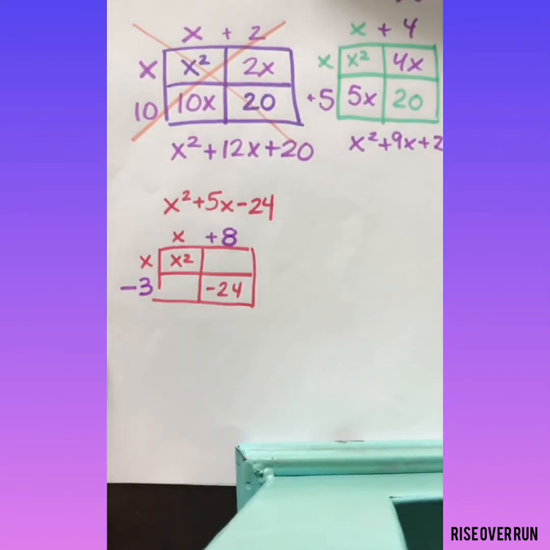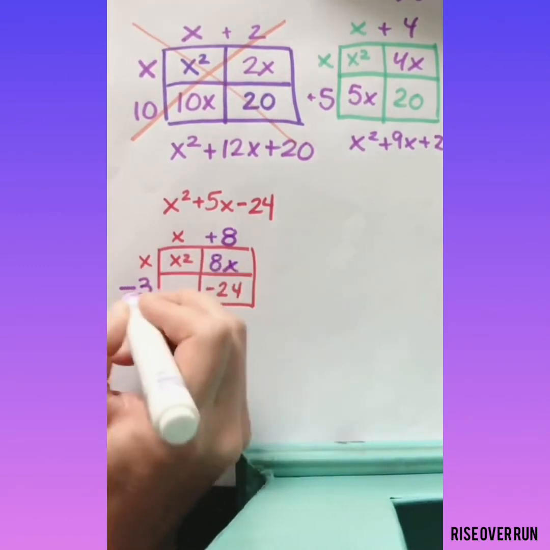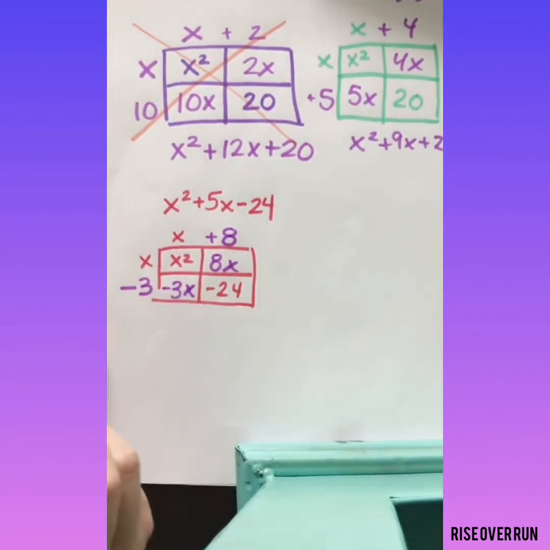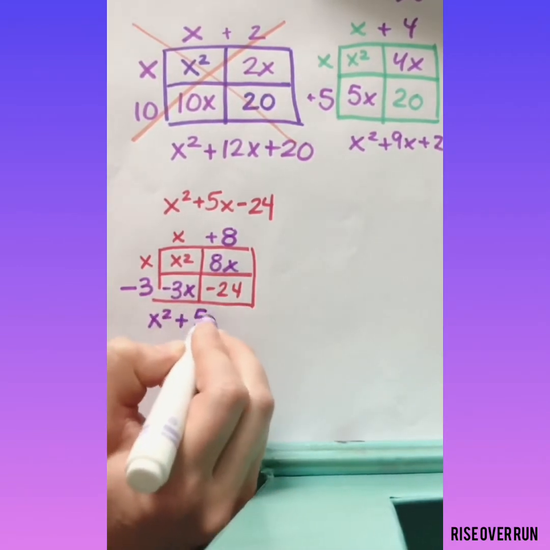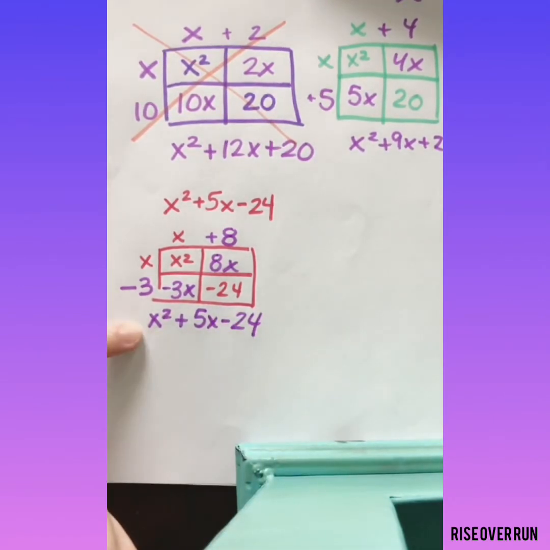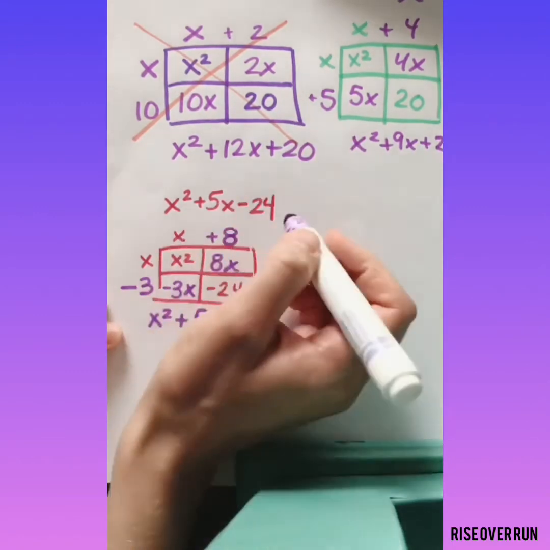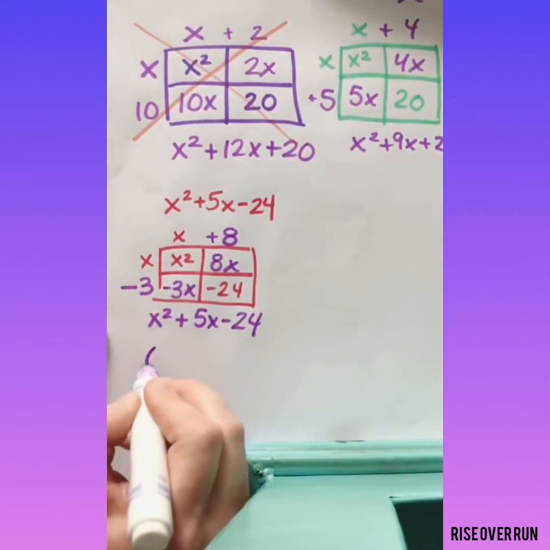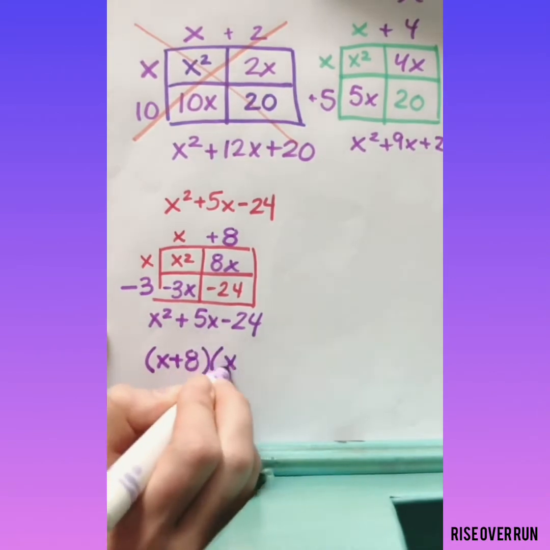Now let's make sure it works. X times 8, x times negative 3, and then let's combine everything in here. That's the product I wanted, so these are my factors. So be sure if you're writing your answer, you want to write the actual factors. X plus 8 and x minus 3.